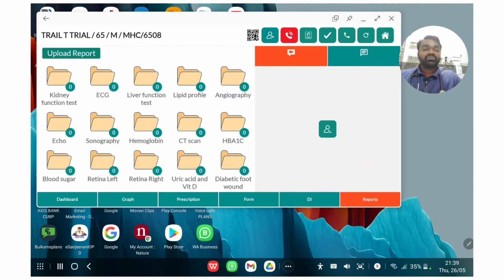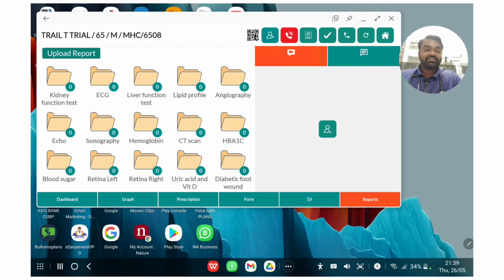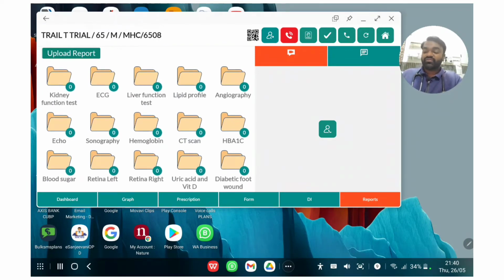So I'll go to the reports. Over here, you can see a lot of folders of the patient, the kidney function test, ECG test, or anything else. If the patient has uploaded any of the ECGs or any of the reports from their side, then you can see their reports over here.